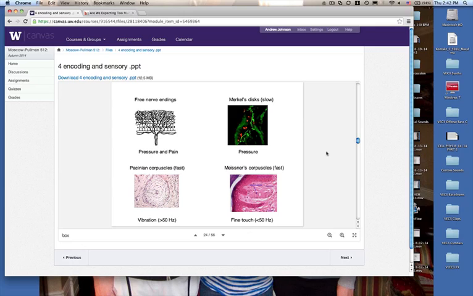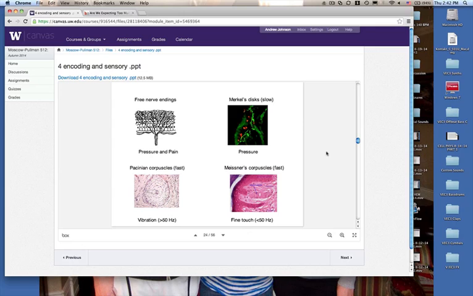And this is just how quickly they adapt and stop firing after a stimulus. So we have fast and slow. And then they also are sensitive to different levels of vibration. So if you think of these as vibration detectors, those are some of their sensitivities. So this is an example of slow versus fast adapting receptors.